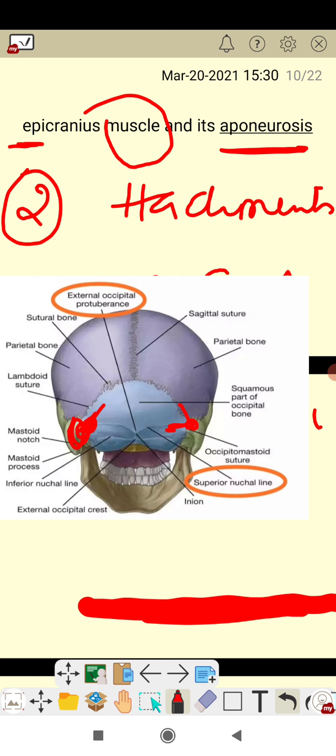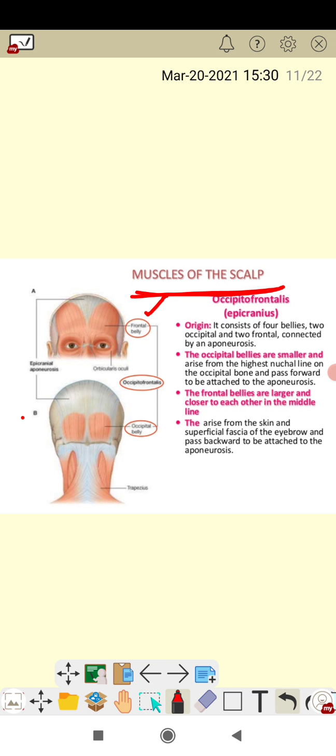And frontal bellies have no bony origin. Frontal belly of occipitofrontalis muscle is considered as a facial muscle. Facial muscles are subcutaneous muscles, with no bony origin. Frontal belly of occipitofrontalis muscle arises from skin and subcutaneous tissue of eyebrow and root of the nose.